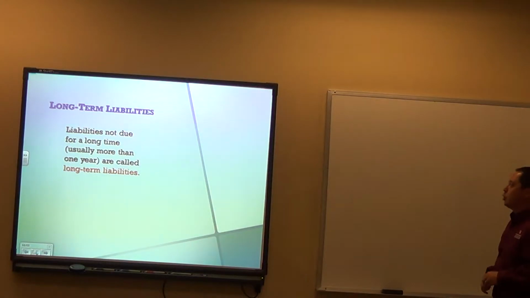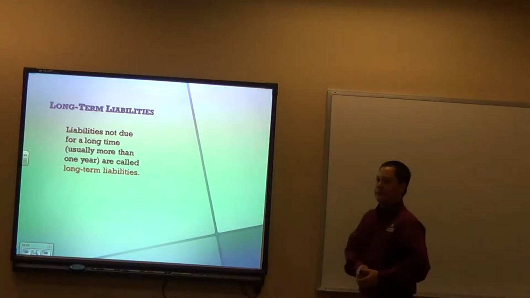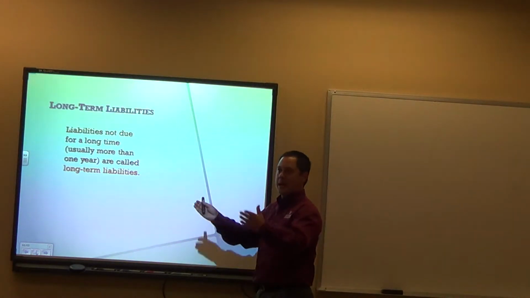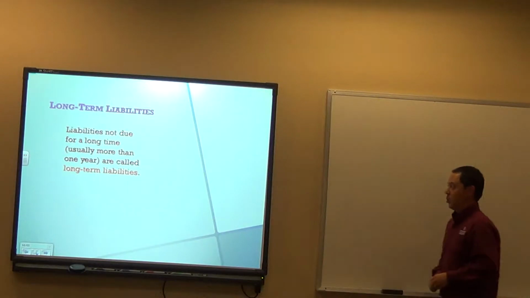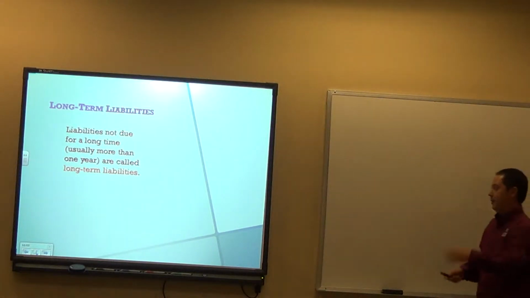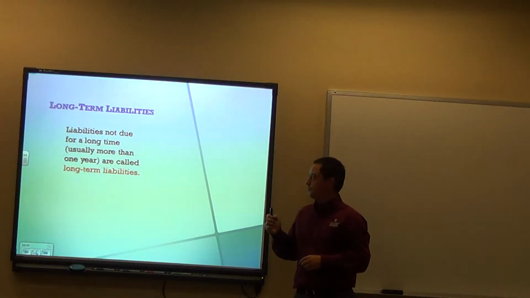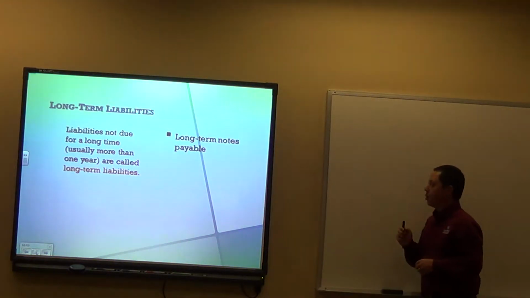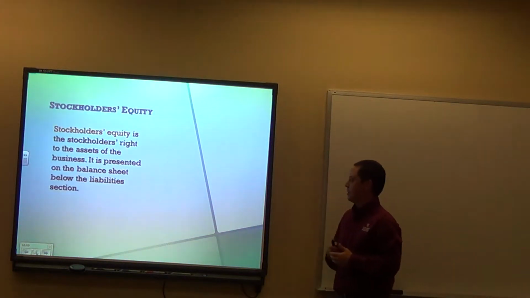All right, so long-term liabilities are more than a year. Think of current as less than a year, long-term as more than a year. It's as simple as that, and it goes for both sides, assets and liabilities. We're only looking at one year as our defining line for both long-term and short-term. So those are long-term notes payable, mortgage payable, bonds payable, those types of things.